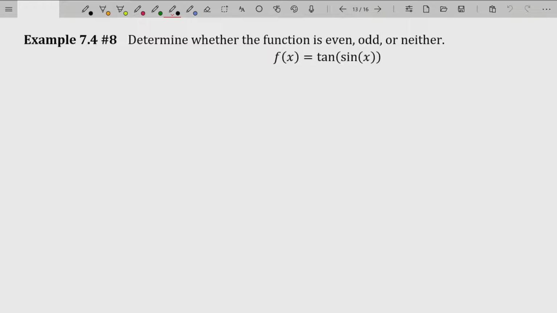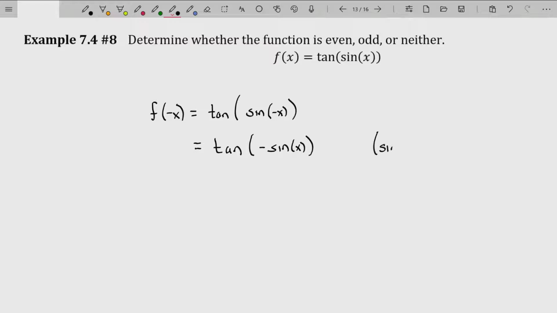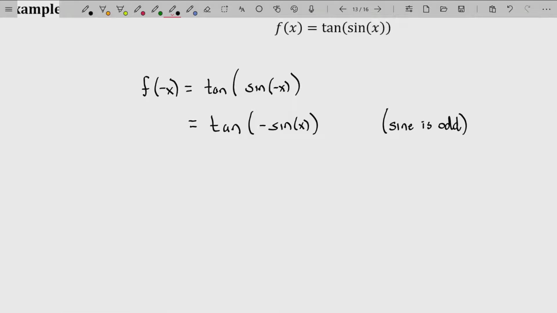As you know, just from years of algebra, to determine whether a function's even or odd, you just start with f of negative x. Well, let's see, that's tangent of the sine of negative x. But we happen to know that sine is odd, so I'm going to say this is equal to the tangent of negative sine of x. And again, that's because sine is odd. And then we also know the tangent is odd.